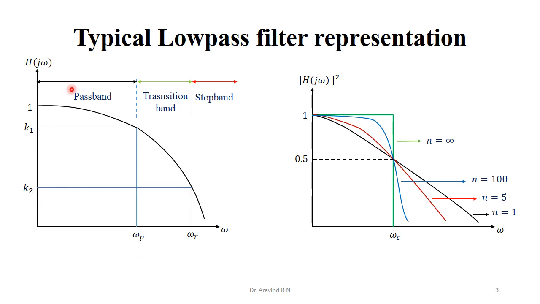Now this diagram represents a typical low pass filter, a practical version. Here we have the first part as the pass band, then the transition band, and then further the stop band. Omega p is the pass band frequency and omega r is the stop band frequency, with corresponding attenuations k1 and k2 respectively.